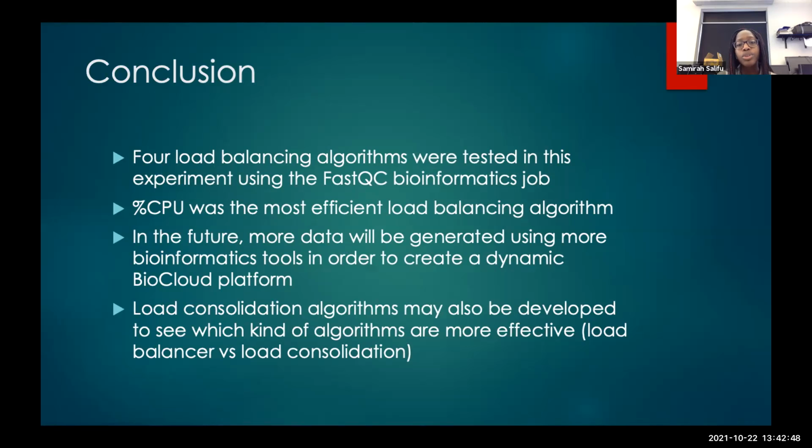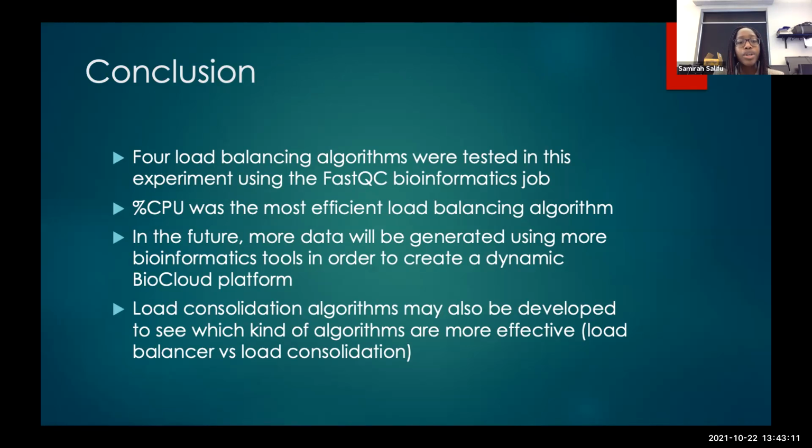In the future, more data will be generated using more bioinformatics tools in order to create a dynamic biocloud platform. And so the bioinformatics tools may be of different types. FastQC was CPU intensive, but another tool may be RAM heavy or disk heavy or whatever. So a different load balancing algorithm may be more efficient.